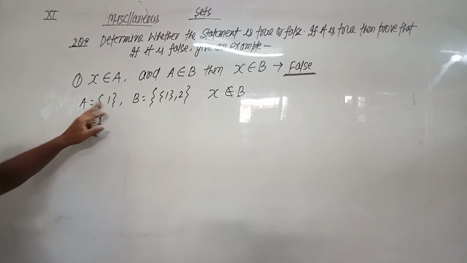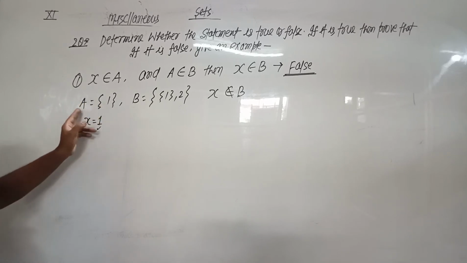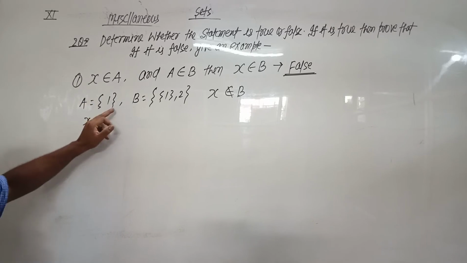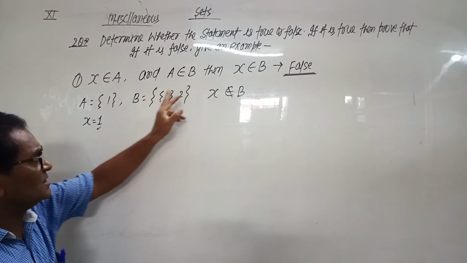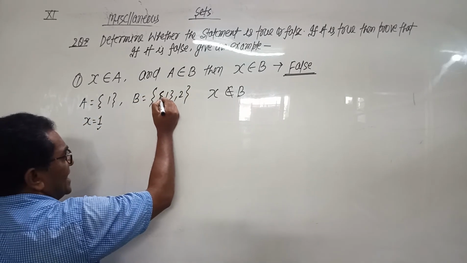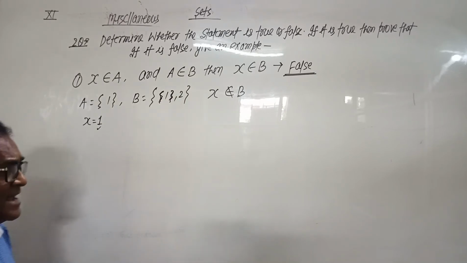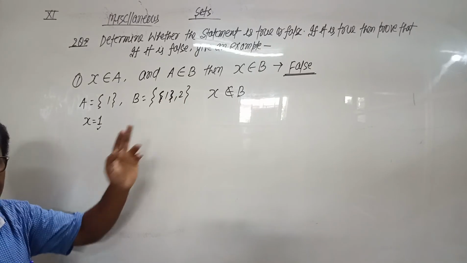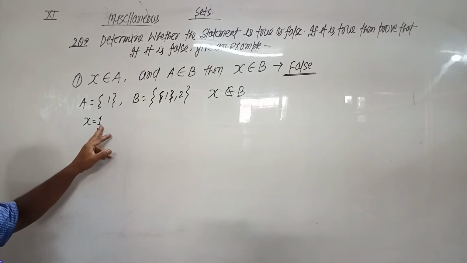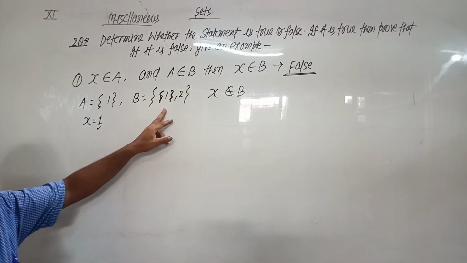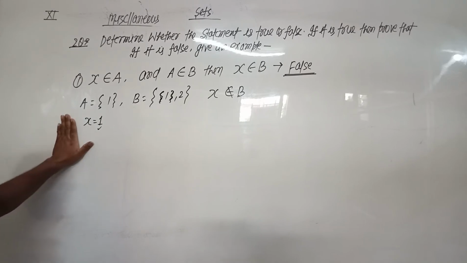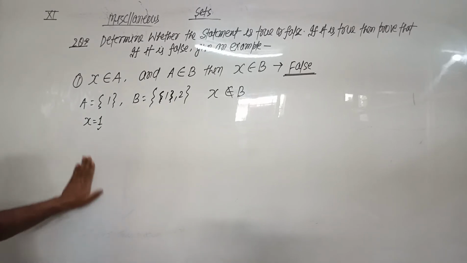So 1 belongs to A, and set A belongs to B. This whole set, taken in brackets, belongs to B. But the element, the single element 1, doesn't belong to B. So this statement is false.